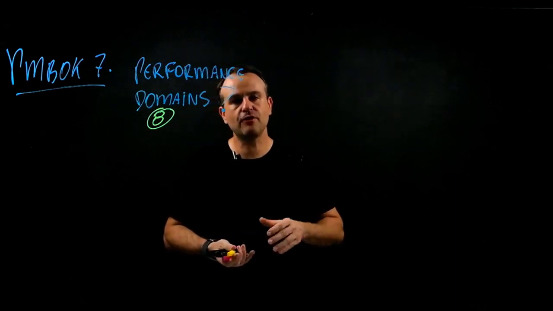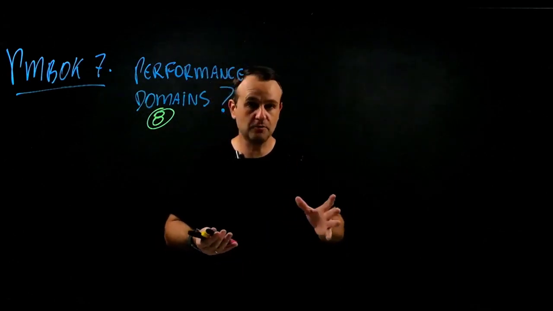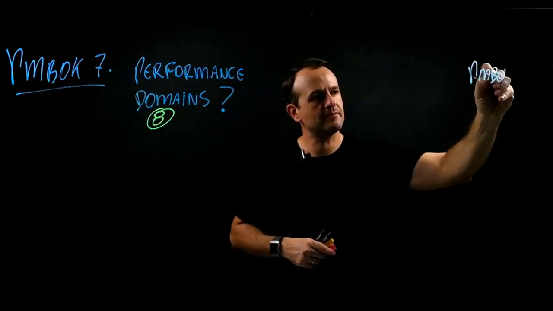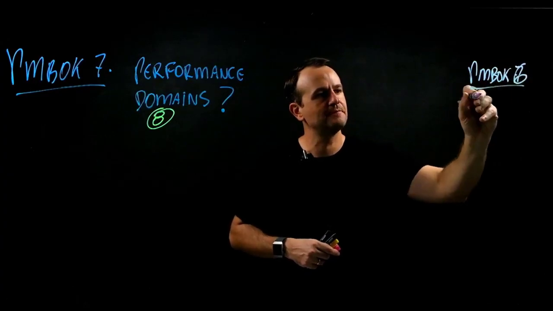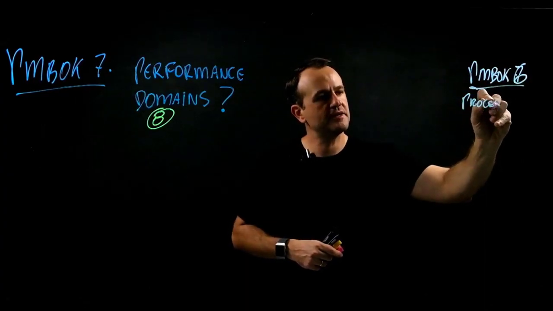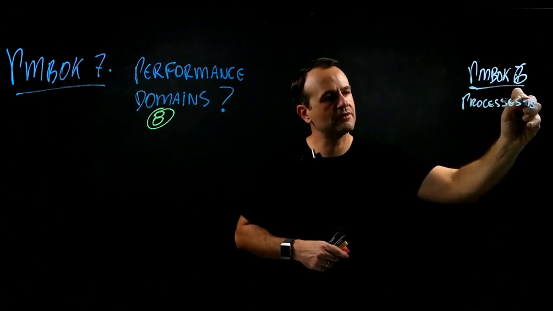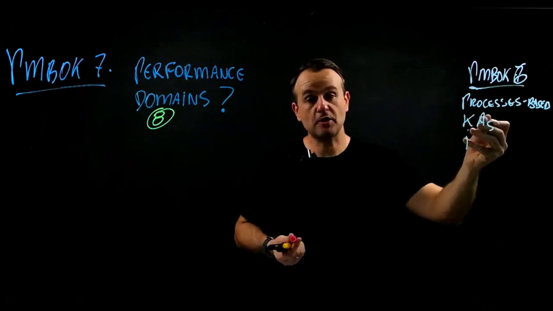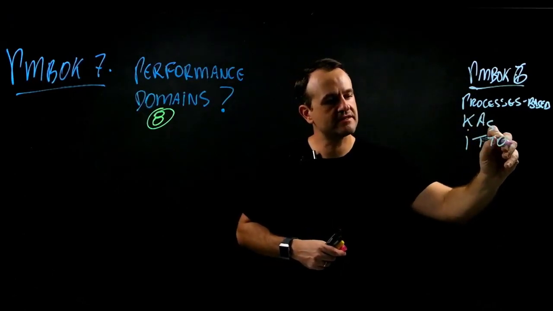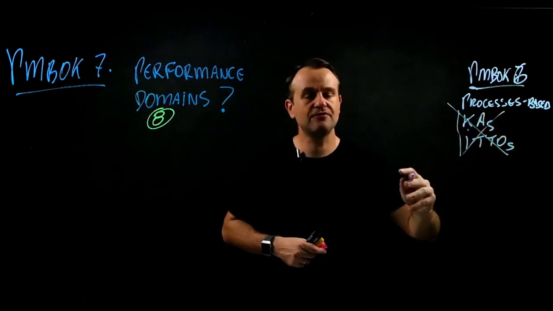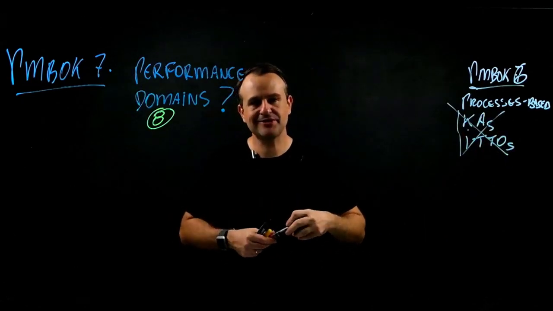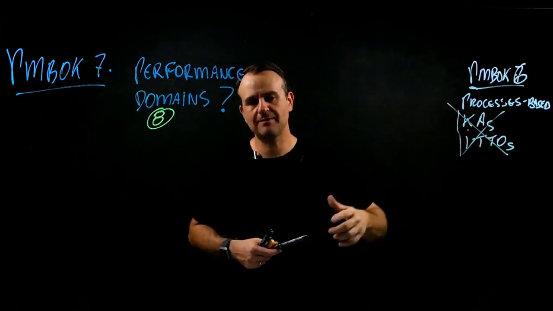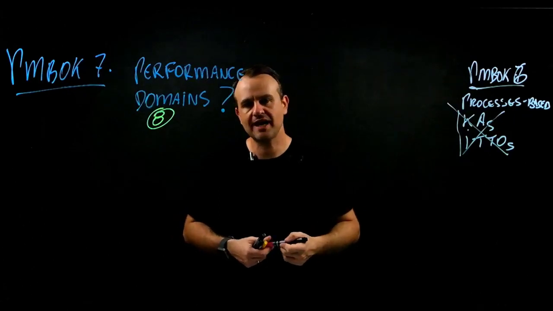The performance domains focus on outcomes, not outputs. Instead of the PMBOK 6th edition, where we had a process-based approach, which means we were very focused on knowledge areas and also on the processes, inputs, tools, techniques, and outputs. We are not going to focus on this anymore, which is a very prescriptive approach, somewhat difficult to implement in the more agile organizations we have right now.